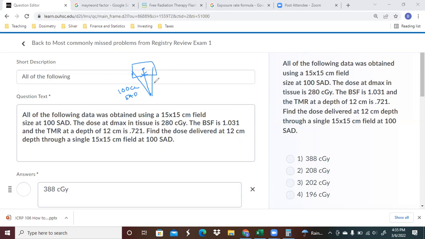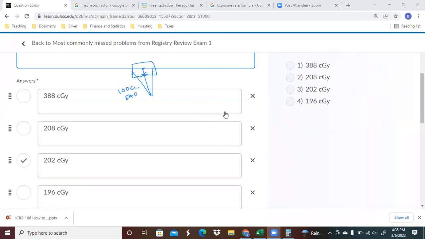Well, we know at this particular point that the backscatter factor here is 1.031. We know that the TMR at a depth of 12 is going to be 0.721. The question is, what is it that we need out of this in order to be able to find the answer? Matter of fact, what is the answer? Let's take a look here.